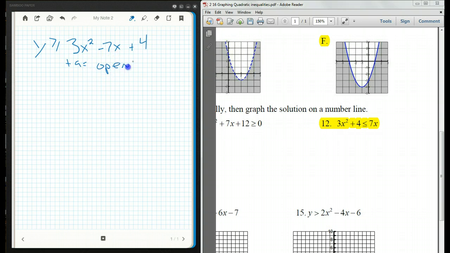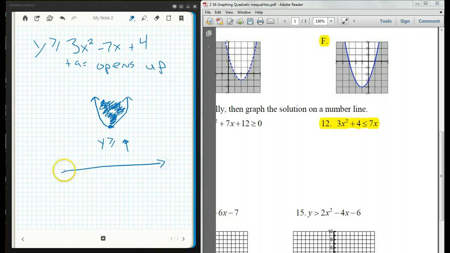So we've got a note here that a is going to open up, and this is a little check for us about where we're going to be shading. Go to your vertex. Our original equation says y is greater than or equal to this function. Y greater than goes up, shaded in the middle. So now I could feel confirmed. I've checked it out with my little shortcut here.